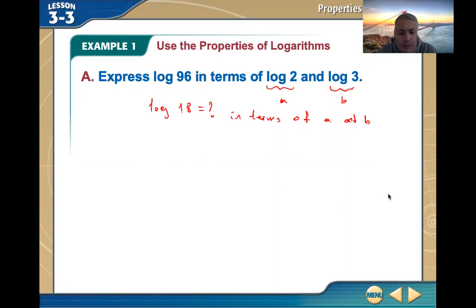Let me do it in my mind. So it will be, okay, I did. Are you trying? Yes.